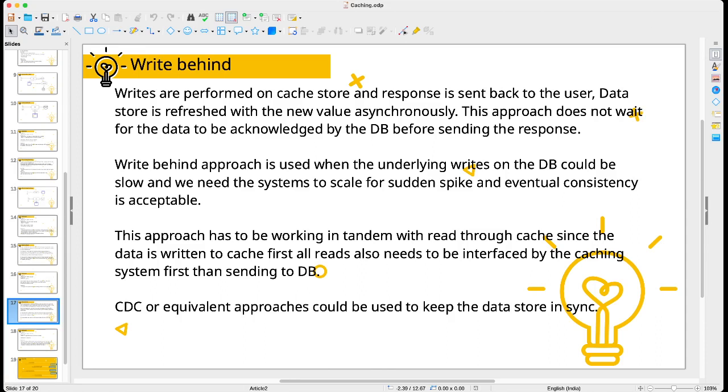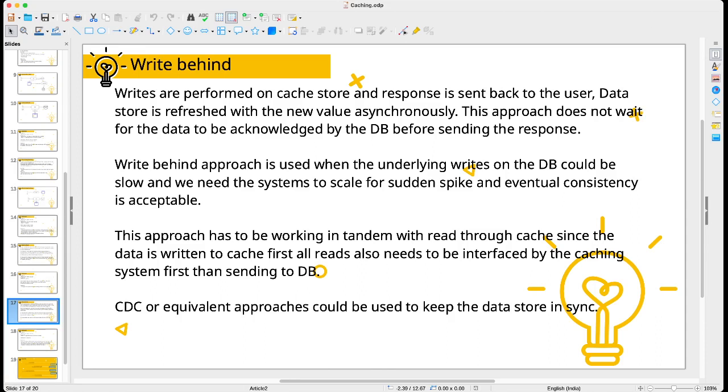Write behind approach is used when the underlying DB write is slow. For example, if the write has to be scaled faster, but the underlying write cannot be faster, this is the time we will use this approach. And a sudden spike cannot be handled otherwise. This approach has to work in tandem with read through cache. We looked into write through cache.